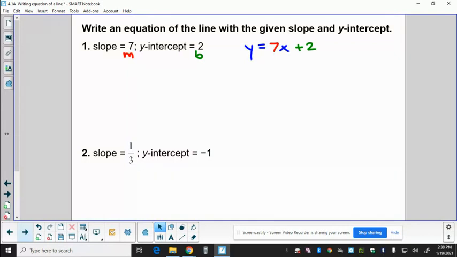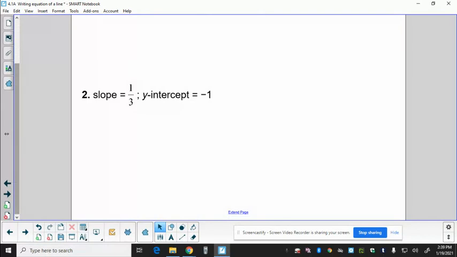Okay, number 2. Let's do the same thing. That's m, that's b. Let's jump right into it. So I know it's going to be y equals m, which is 1/3, x, and then there's b. Okay, you got the idea. So we're writing the equation of a line now instead of graphing it. Just reversing our thinking process. So let's go to the next slide.